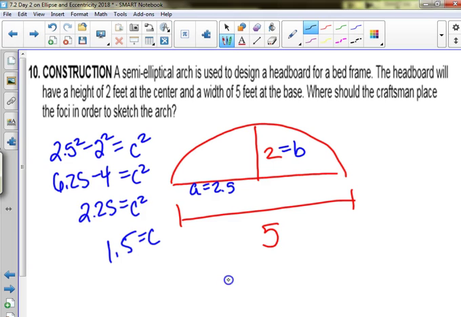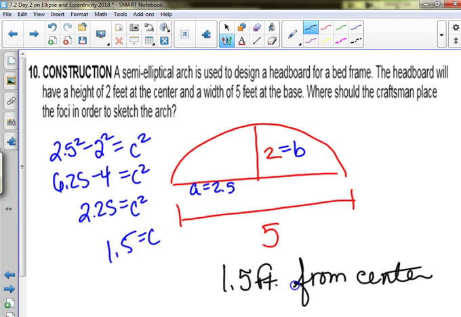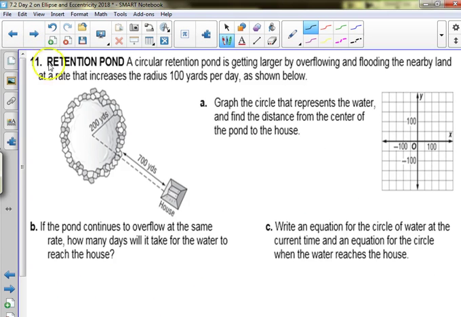Where should he place the foci in order to sketch the arch? 1.5 feet from the center. Is that good enough? I didn't ask a question like that, but it's good. All right, I like this application too.